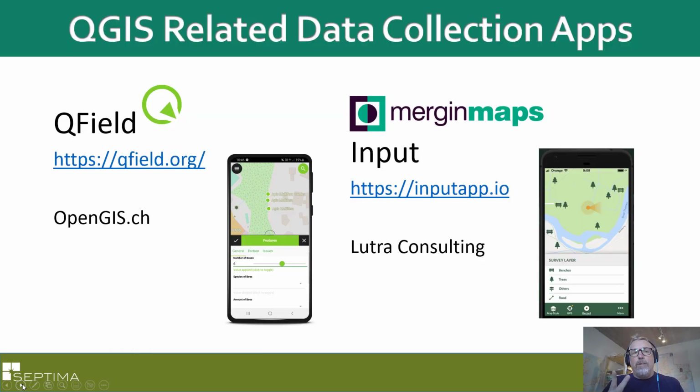And I should mention that there are 2 QGIS related data collection apps. We're going to be learning Mergin Maps in this course. There's another one called QField, produced by OPENGIS.ch, which is also very nice. So we can talk more about the differences between these, especially in the question and answer session the second week. But we're going to be focused on Mergin Maps in the course, produced by Lutra Consulting.